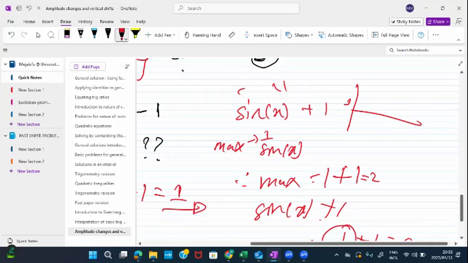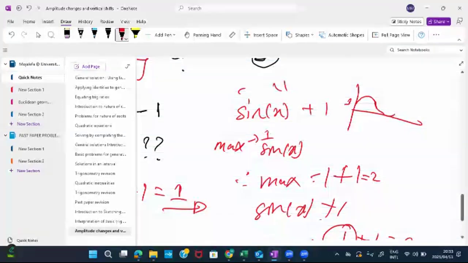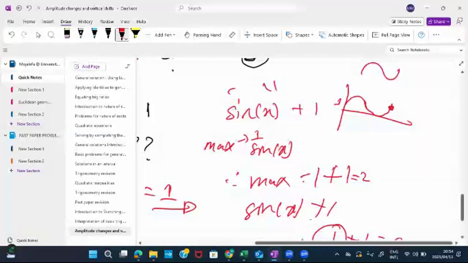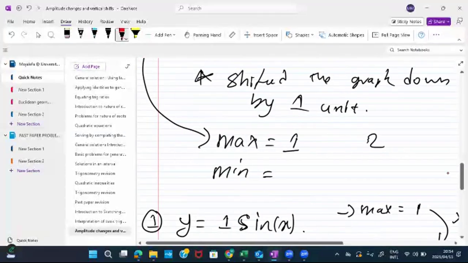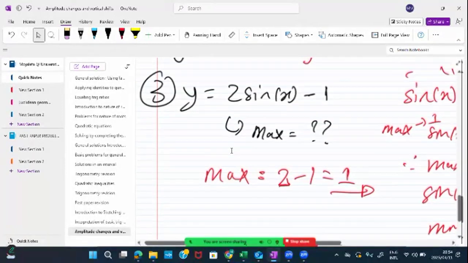So it will be starting here at 1, it will go up 1 unit, come down, and then go back because it's supposed to have that shape. That's how this graph will look. You guys understand what I mean, how the vertical shifting affects the minimum or the maximum? Yes, sir. Okay. So now we figured out the maximum.